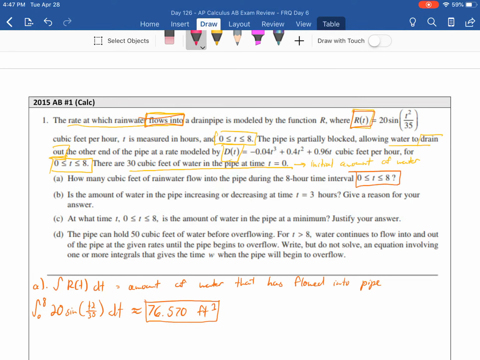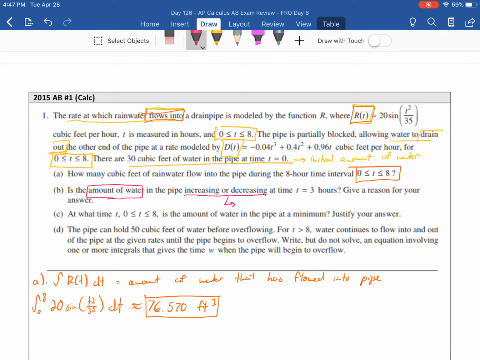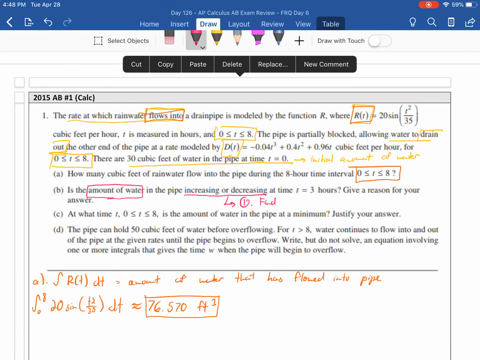All right, now B. Is the amount of water in the pipe increasing or decreasing? So an increasing or decreasing problem at time t equals 3. Well, this is not the first time we've done an increasing or decreasing problem. This time we were being asked if the amount of water is increasing or decreasing. So first, whenever looking at an increasing or decreasing problem, you have to look at that respective function's derivative. So that's your first step, you want to find the derivative.